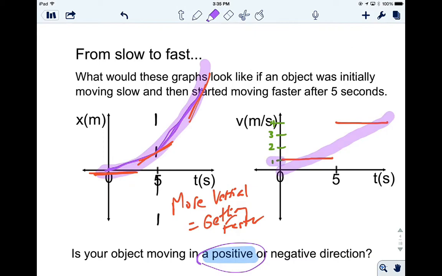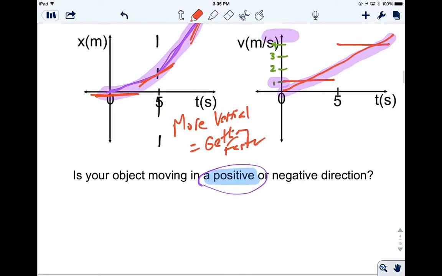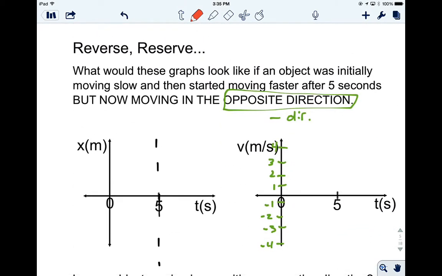You're going from slow velocity values to fast velocity values. So in other words, you go from slow to increasing speed, linear. Now, if we do the reverse, now we're going in the opposite direction, the negative direction.